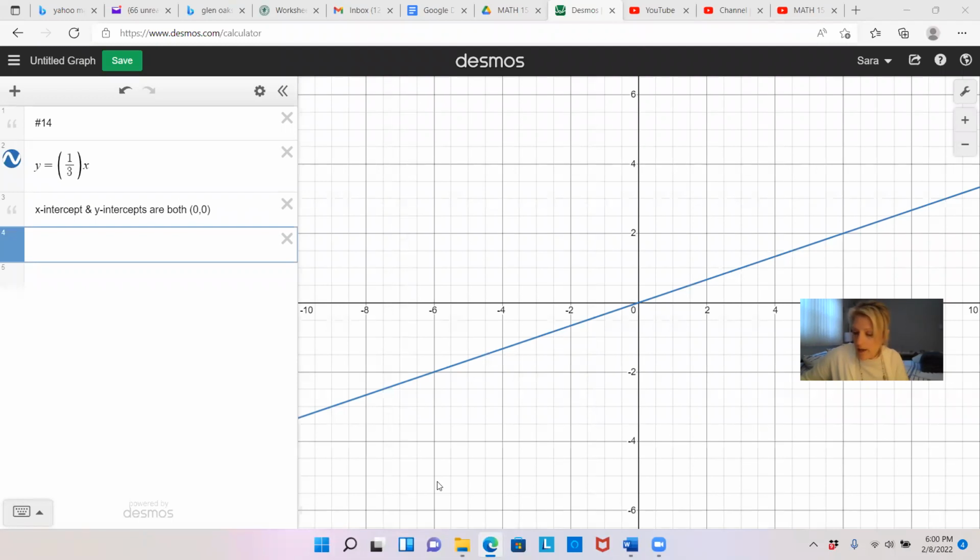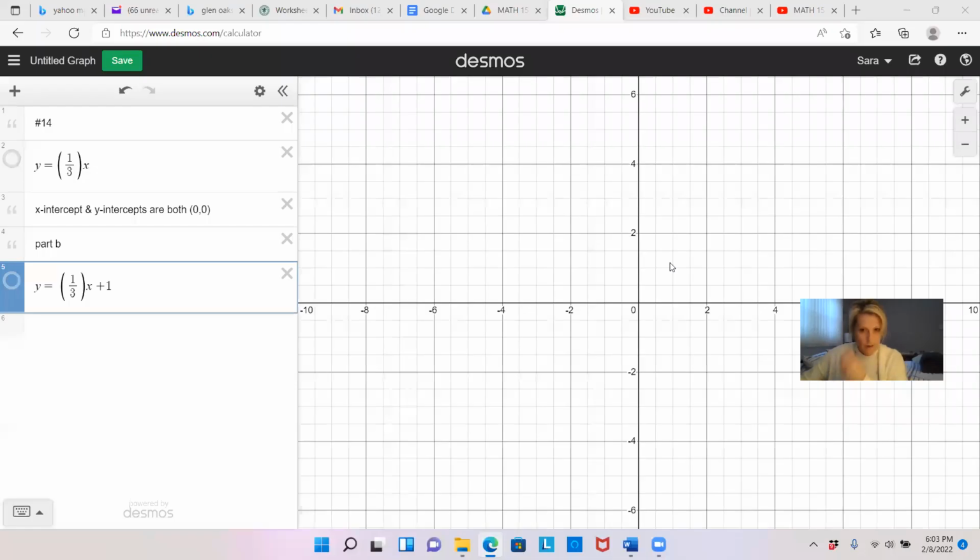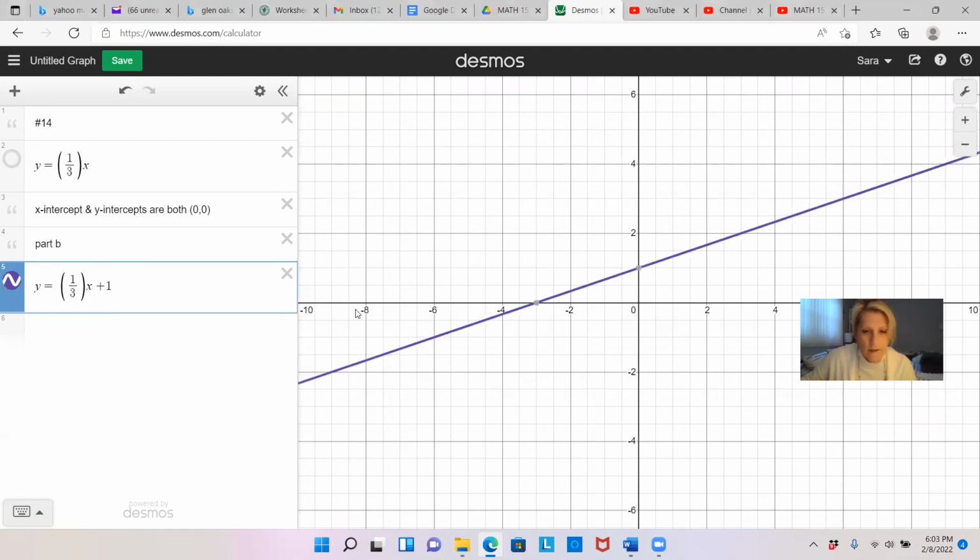So let's go ahead and look at the next one, y = 1/3 x + 1. Okay, so now we're going to do part B that says 1/3 x + 1. And there it is in purple. And you can see now the line does not go through the (0, 0) point.